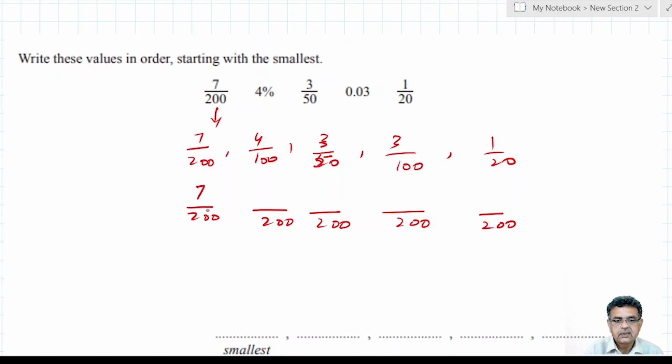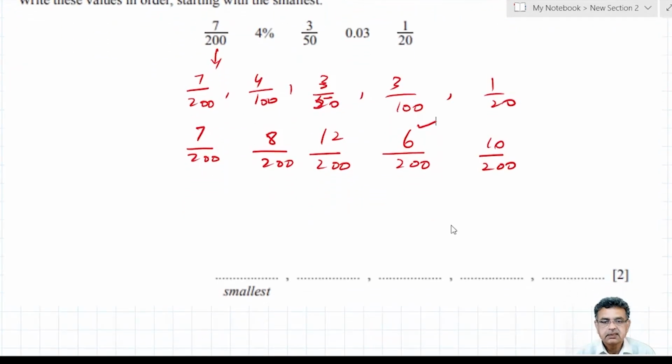Then it will become easier to understand which number is the largest. Now this is already 200. 100 is doubled here, so this value will be doubled. This is 4 times, so this value will also be 4 times. This is doubled. This is 10 times. Okay, now you can decide. I think this is the smallest: 6, then 7, 8, 10, and 12.